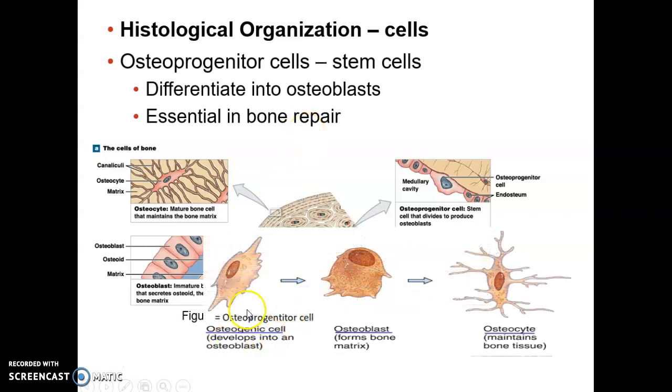So your osteoprogenitor cell, it's a stem cell, can differentiate into the osteoblast, which builds new bone. If it gets encased in bone, it becomes an osteocyte, and those are the elongated plasma membrane extensions that are found within the canaliculi that connect adjoining osteocytes.